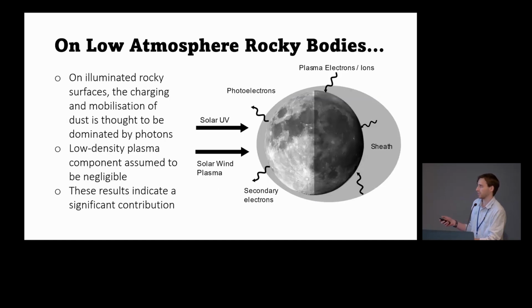So in the context of the illuminated surface of a rocky low atmosphere body, such as the day side of the moon, we would typically think that the charging is dominated by photoemission, by photons, and that the low density plasma, or at least the low energy component, doesn't have an effect because it's not generating secondaries. So we may actually be significantly underestimating the amount of charge and underestimating the mobility on that side, if that's what we consider.